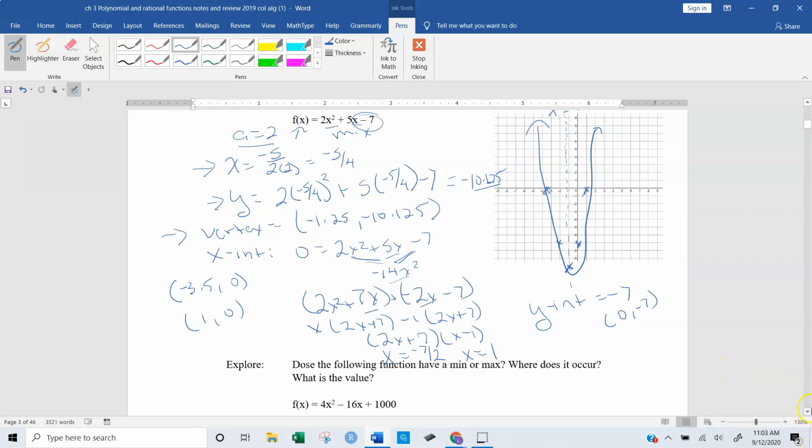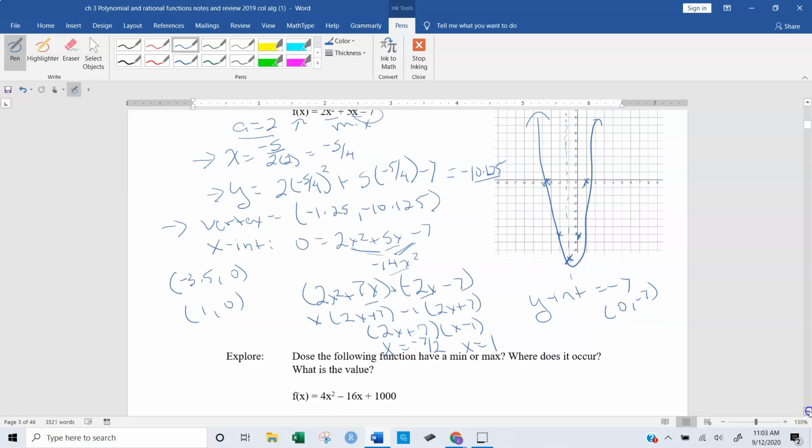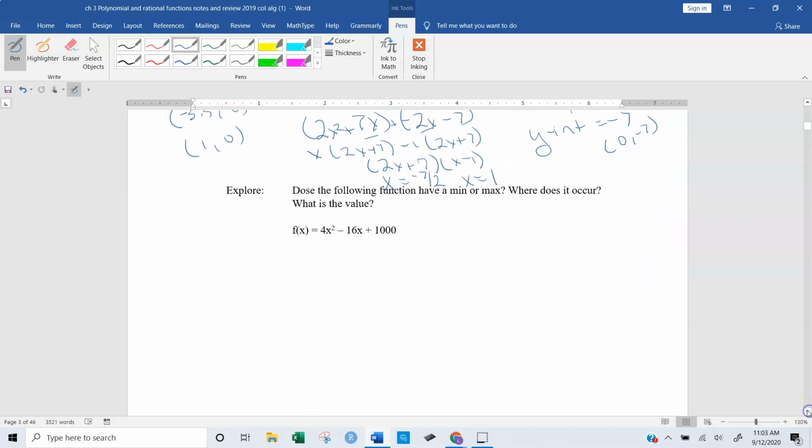Okay, next one. I would like you to try this one also. Does the following function have a min or max? Where does it occur? What is the value? So I'm not asking you to graph this time. So pause and go.